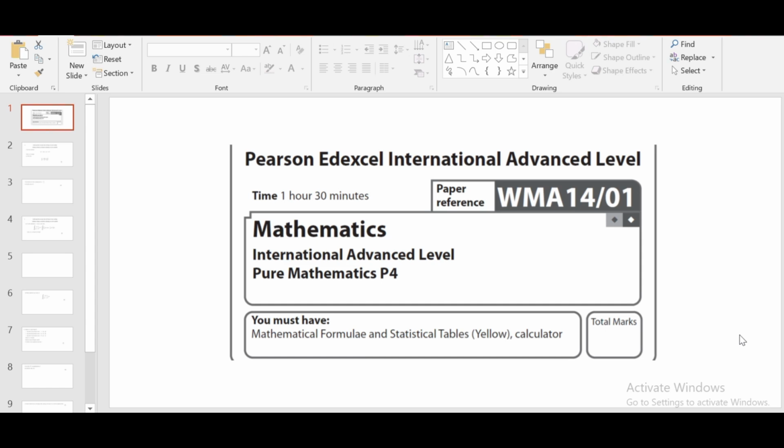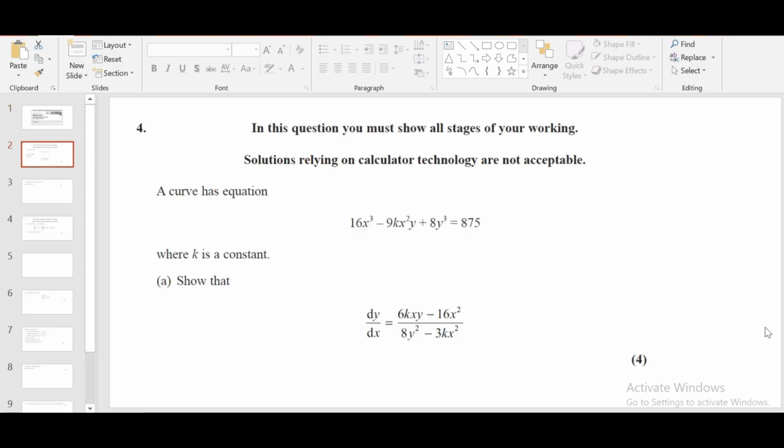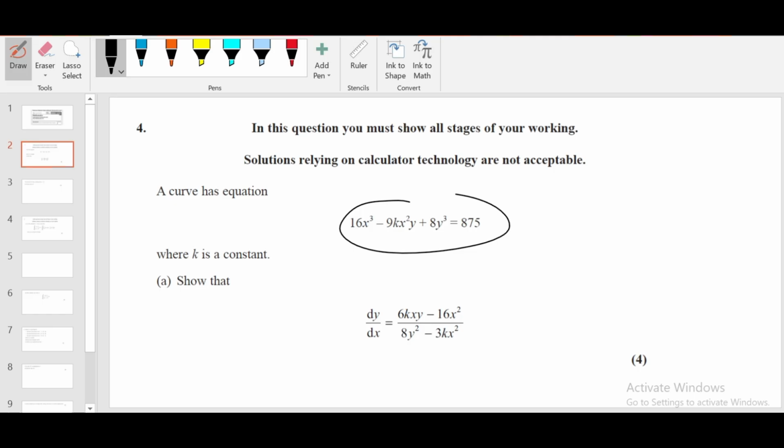Here we are solving the June 2022 Pure Math 4 paper. In part 1 we have completed questions 1 to 3. Now let's look at question number 4. This is implicit differentiation. You need to differentiate it and make dy by dx the subject.